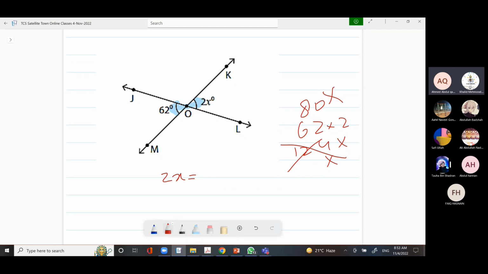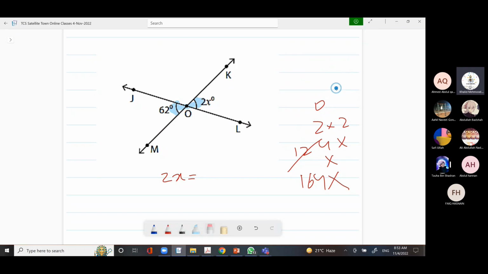Should I tell you? Yes, sir. 164. 164 is also wrong. What else? 140. Good, but 140 is also wrong. Okay, should I then tell you the answer? Yes, sir, please.